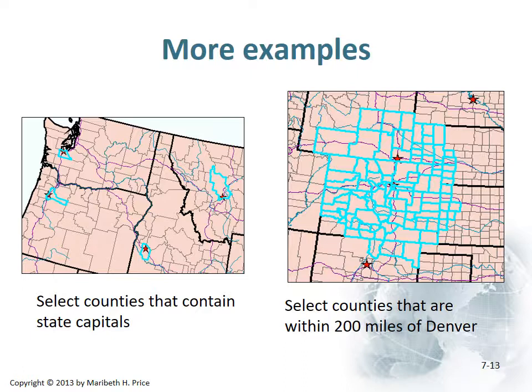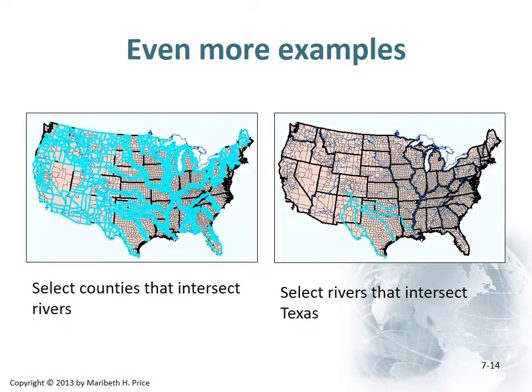On the right, I'm selecting counties within 200 miles of Denver. So Denver being a point location, and we're selecting counties around it. Okay. So there we have contain and within. More examples of that. Another couple of examples focusing on hydrography, or the spatial distribution of rivers. Selecting counties that intersect rivers on the left, or selecting rivers that intersect Texas on the right.